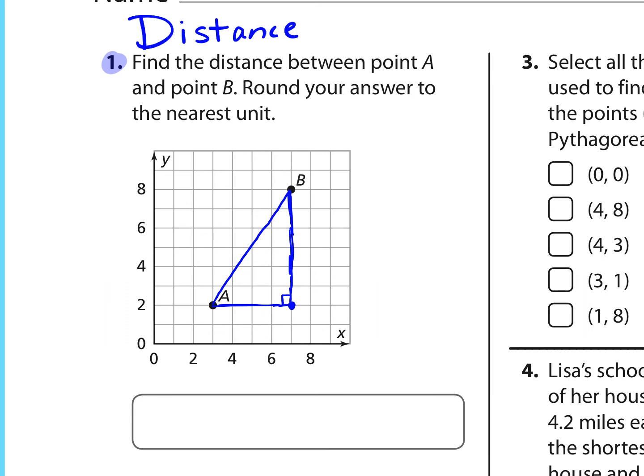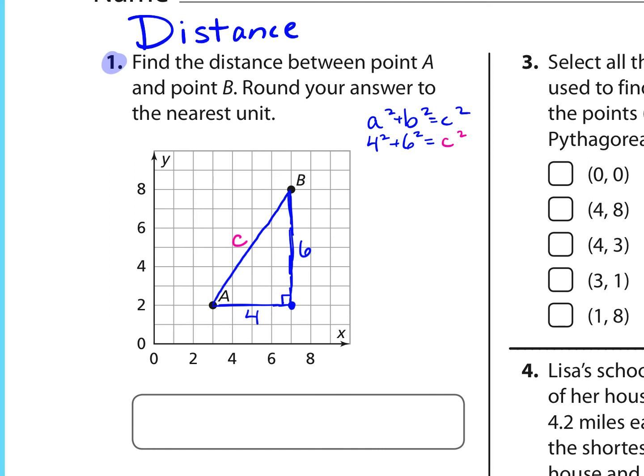So let's pick out what we know. From A to this new point is 4 units wide, we just count. From B to this new point is 6 units tall, we just count. And what we're looking for is c. So we're going to go to the Pythagorean theorem and plug in what we know: 4 squared plus 6 squared equals c squared.